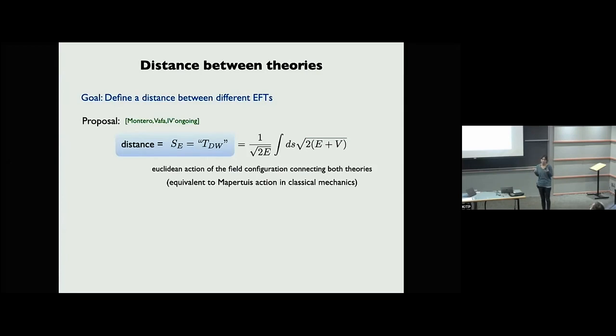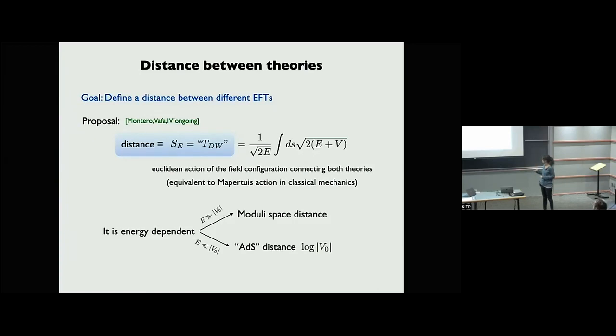Morally, the first thing that comes to mind is that you can use as a distance the action of the configuration that interpolates between the two theories. This is the Euclidean action, and it has a nice interpretation in classical mechanics because it's actually the Maupertuis action. One can show that it's indeed a well-defined metric, positive definite, and can define a distance. And morally, it's like the tension of the domain wall that interpolates between the theories. Okay, so we are thinking about it.